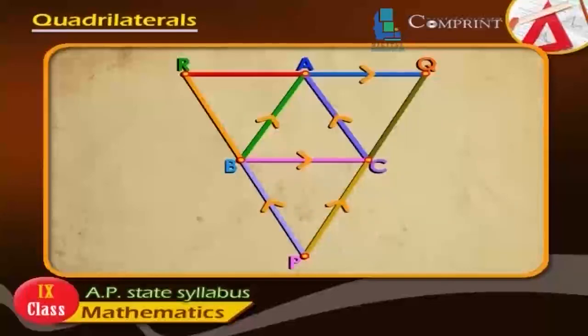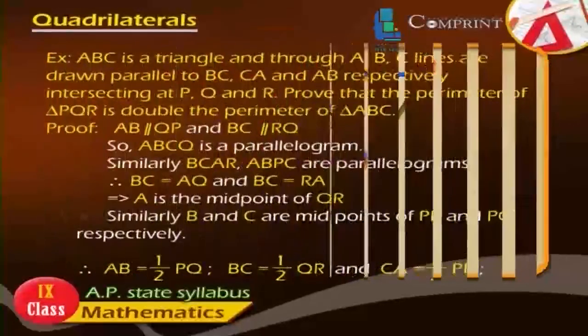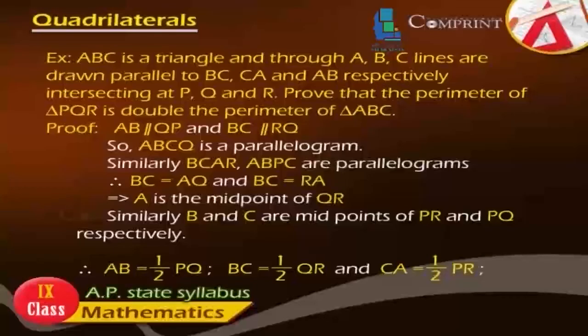Proof: AB is parallel to QP and BC is parallel to RQ. So, ABCQ is a parallelogram. Similarly, BCAR and ABPC are parallelograms. Therefore, BC is equal to AQ and BC is equal to RA. Implies A is the midpoint of QR. Similarly, B and C are midpoints of PR and PQ respectively.